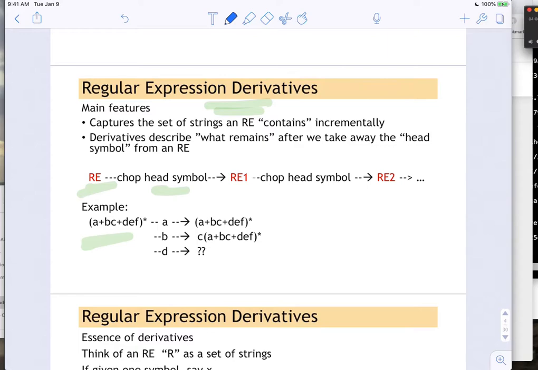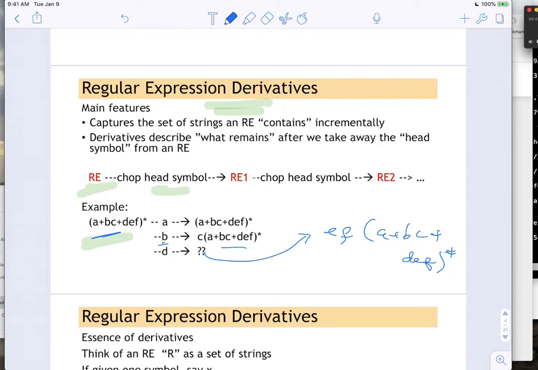If you do a B, then it says, if you pull B out of me, I have C remaining, and then I'll recurse on a copy of myself. That's all. That's the derivative of this regular expression with respect to B. So what would be the derivative of this regular expression with respect to D? EF and? Same, yeah. A plus BC plus DEF star.